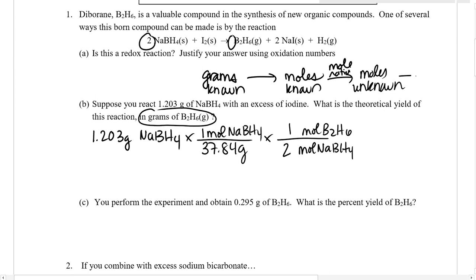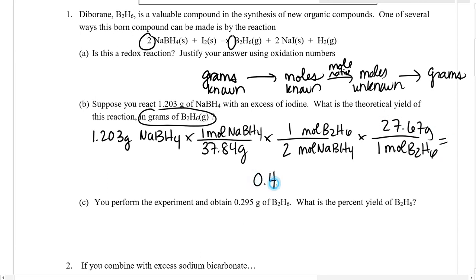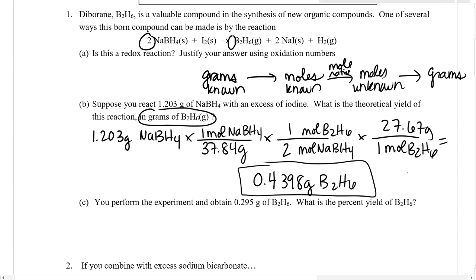And then the last step is going to vary by problem, but in this case, they're asking for grams of B2H6. So I'm going to look up on the periodic table, and 1 mole of B2H6 weighs 27.67 grams. So I stop and plug it all in my calculator. I end up with 0.4398 grams of B2H6. And this is what we call your theoretical yield. This is how much product I should make in theory if everything goes perfectly in the reaction.